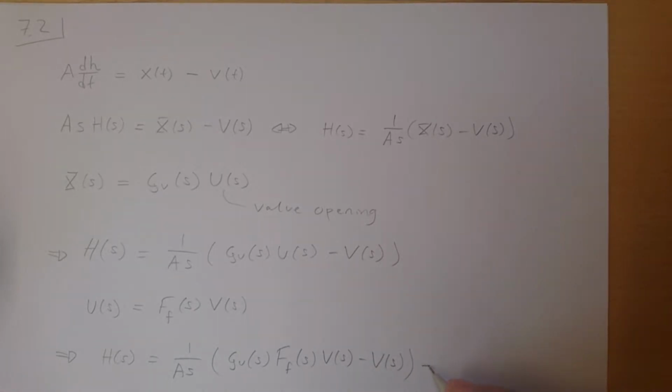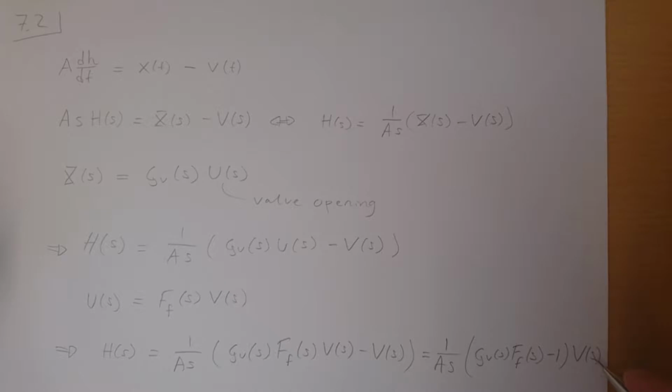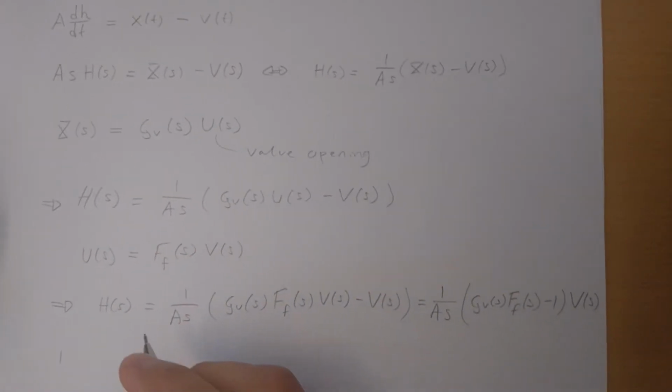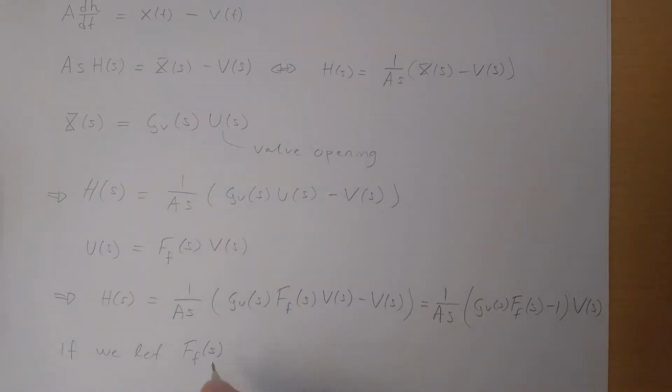And here we can factor out the V(s), so this becomes 1 on A s times (G_V(s) times F_FF(s) minus 1) times V(s), like that. The task now was to design this feed forward controller such that the water level H becomes independent of the outflow of the tank V. So what we want is this expression to become 0. And we can see here that if we let F_FF(s) be equal to 1 on G_V(s), then what's going to happen?